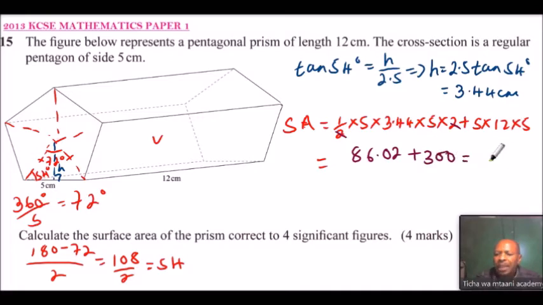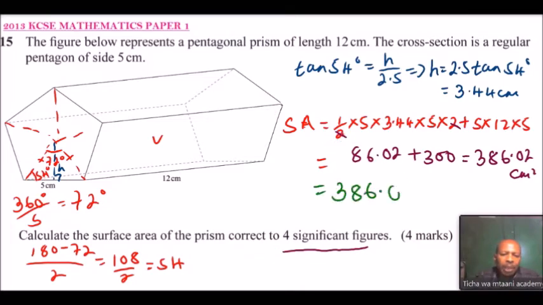So it means the total is equal to 386.02. This is centimeter squared. And because we are told to express our answer to 4 significant figures, it means this is equal to 386.0 centimeter squared. So that is the surface area of this figure.